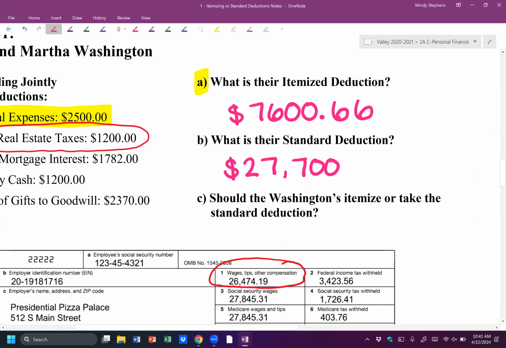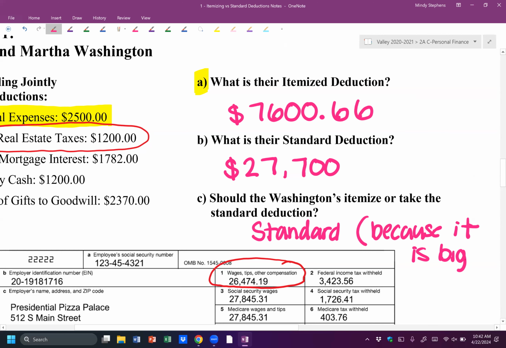The next question says, should the Washingtons itemize or take the standard? So which of those two would we use, itemized or standard? Why? It's more expensive. It's bigger. You want the bigger number. So we're going to say standard. And maybe in your notes, I want you to write next to this, because it is bigger, so you remember why you chose it. If you look back at your notes, you'll know why you chose that one.